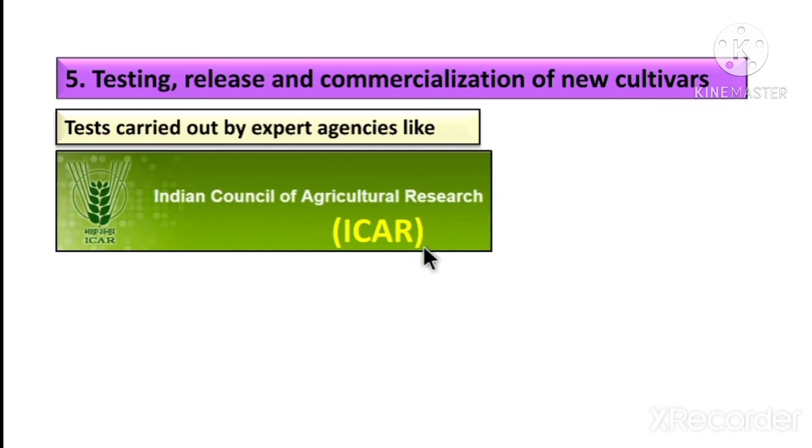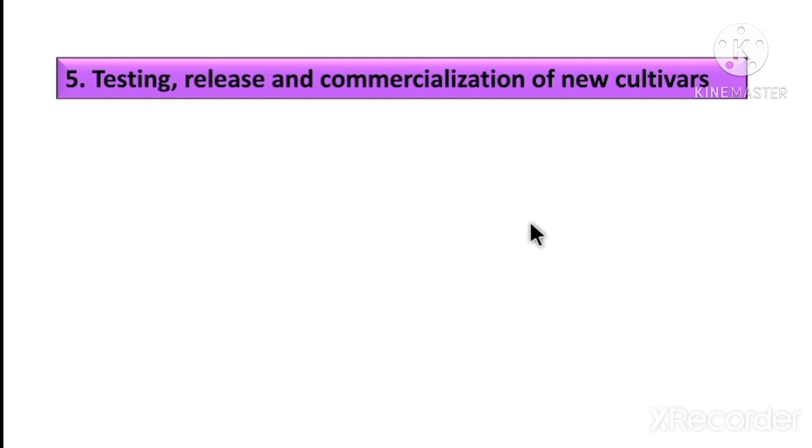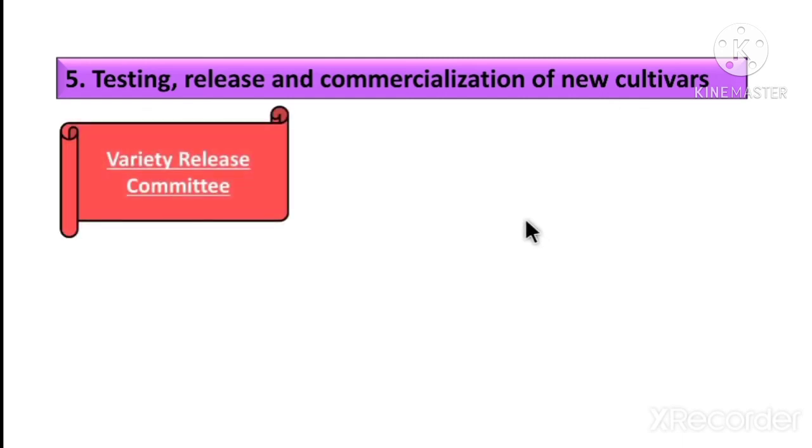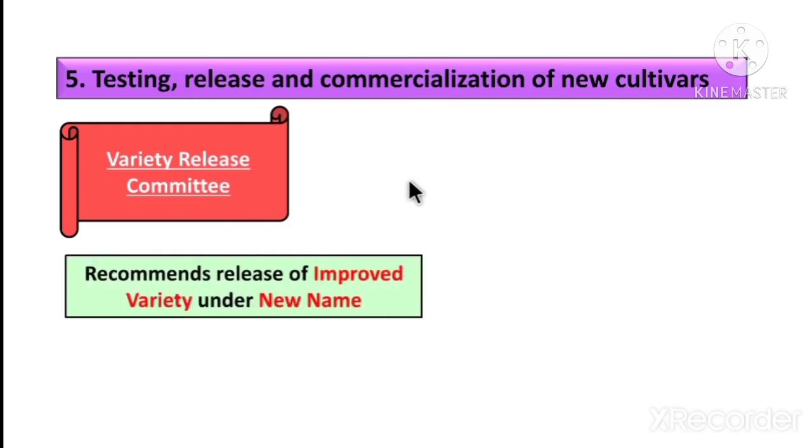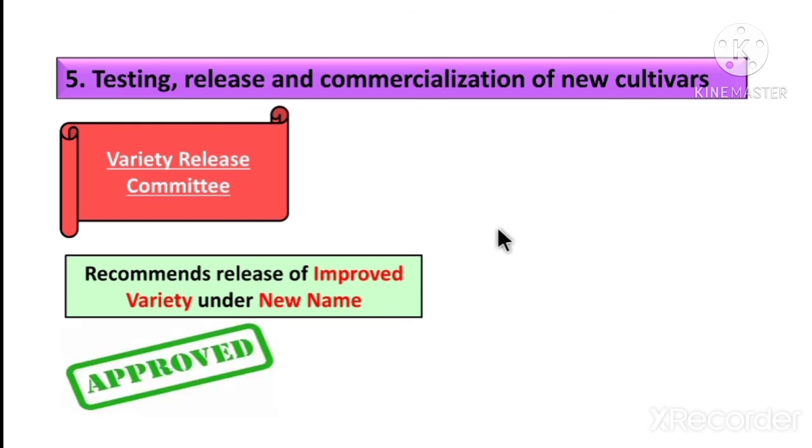One example of an agency which does the testing is the Indian Council of Agricultural Research, in India, and there is another agency by the name Variety Release Committee. If the seed gets released by any of these committees, that indicates that the improved variety is released, and they are going to give a new name for the seed that approves that the new character is released by the government.